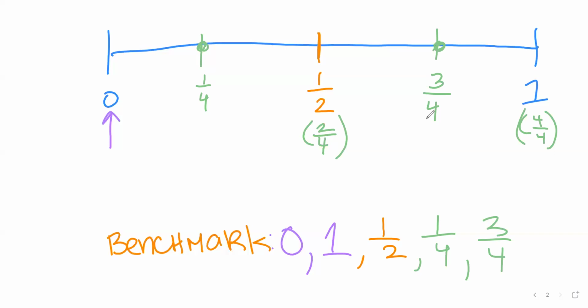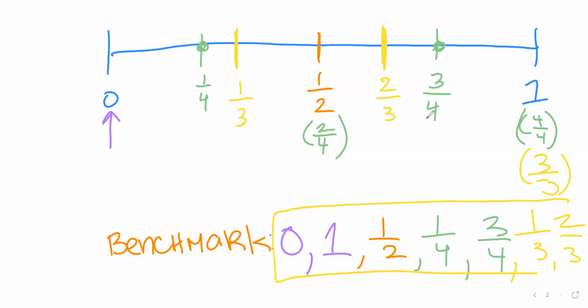Another place where we want to do some common breakdown of benchmarks is thirds. Even on the same number line, if I went about there, this would be 1/3. This would be 2/3. This would be 3/3. And that's another place you can start thinking about benchmarks. Now, I'm going to play with these on the next screen to look visually at what those look like in terms of pieces, which will help us with addition and subtraction through estimation.